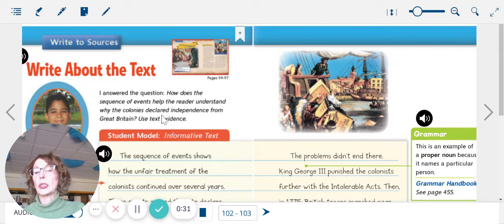All right, let's begin by looking at the prompt or the question the student answered. How does the sequence of events help the reader understand why the colonies declared independence from Great Britain? And of course, we are asked to use text evidence to support our response. Again, how does the sequence of events or the order of events help the reader understand why the colonies declared independence from Great Britain?